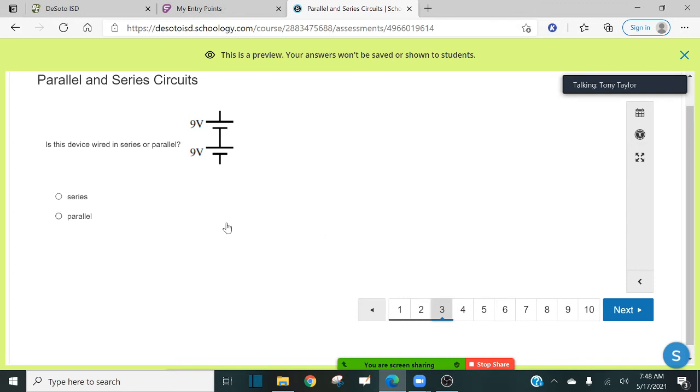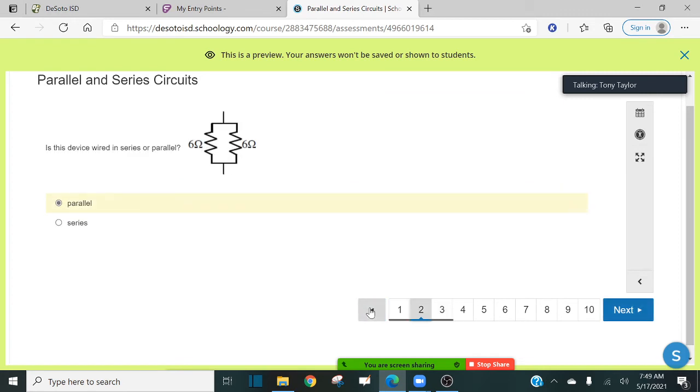Is this device wired in series or parallel? If you notice, we only have one path that we're taking. We have two batteries that are not directly next to each other, and they're going through one path. So this is clearly a series circuit. Everybody go to this question right here, where you have the two 9-volt batteries directly next to each other, and tell me, is this in series or parallel? These are the three that we've done so far.